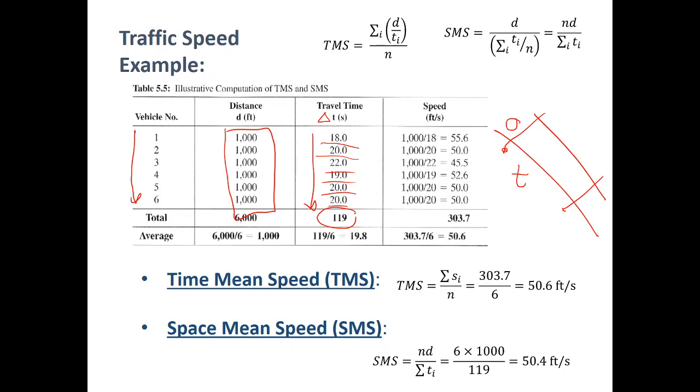First way, when we calculate the TMS, we're just going to measure the speed of each vehicle. So this is the first vehicle, second vehicle, third vehicle, and then we add them up. We divide by the number of vehicles, which is 6. So this gives me the TMS, time mean speed. So it's 303.7 divided by 6, which is this number here, 50.6.